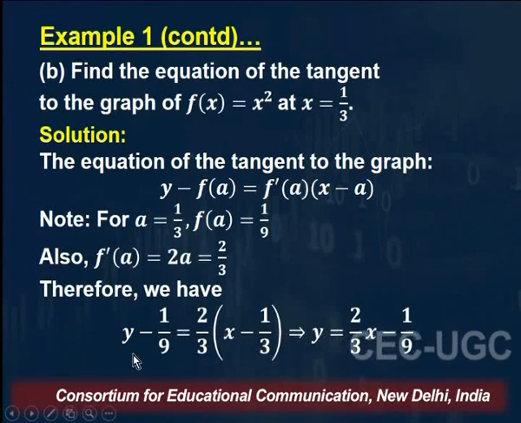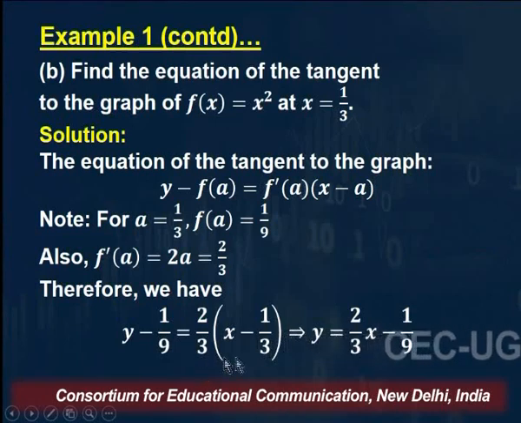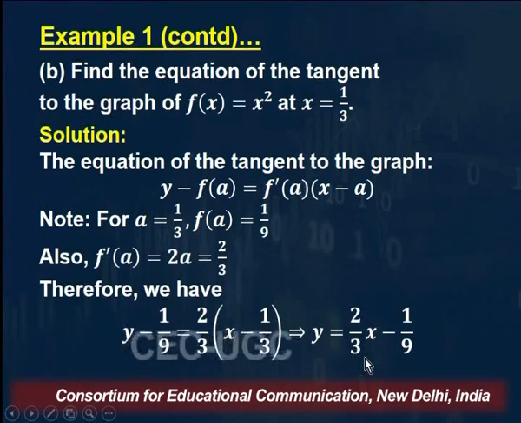So that's going to be given by y minus f of A, which is 1 by 9, equal to this slope 2/3 times x minus 1/3, right? And this can be simplified to get y equal to 2/3 times x minus 1 by 9.